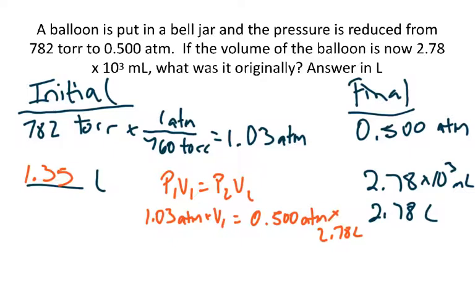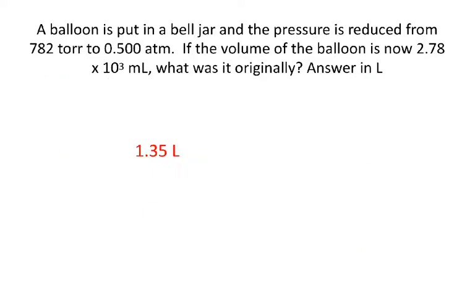And I can check that by thinking through Boyle's law. My pressure decreased, so my volume will increase. So my pressure went from 1.03 to 0.5. My volume increased from 1.35 to 2.78. And there's my correct answer.